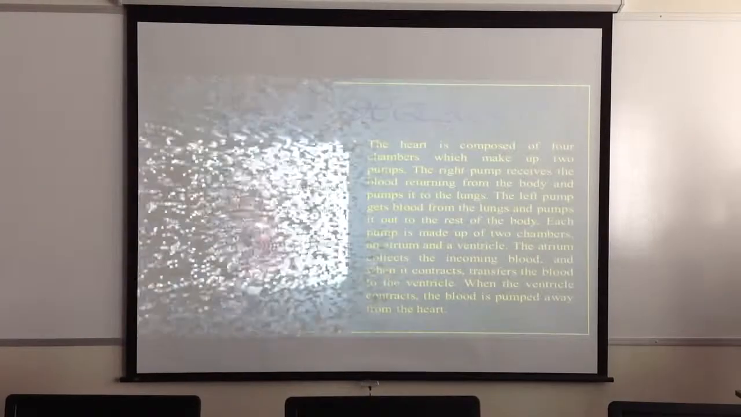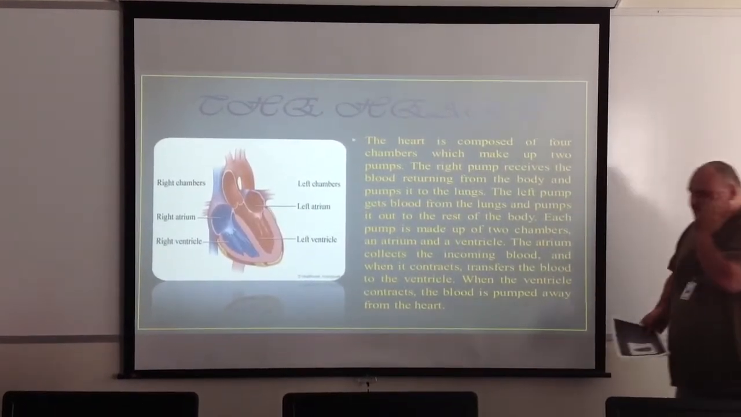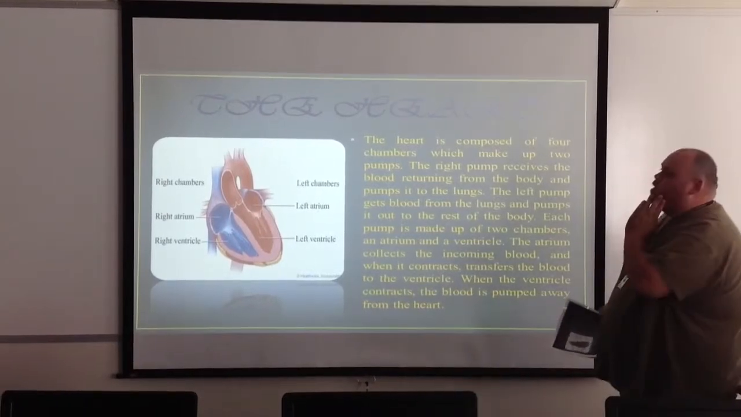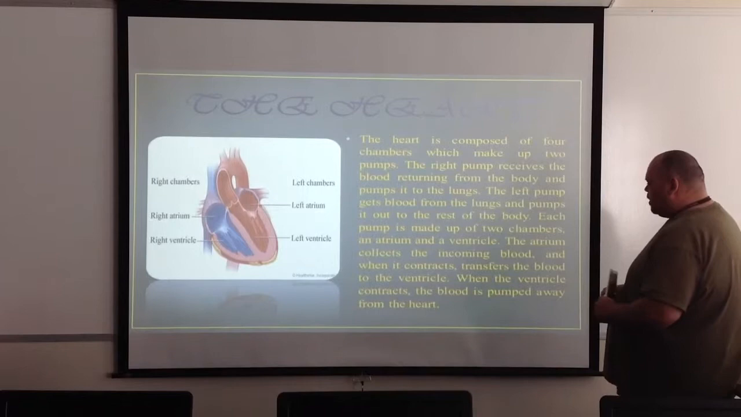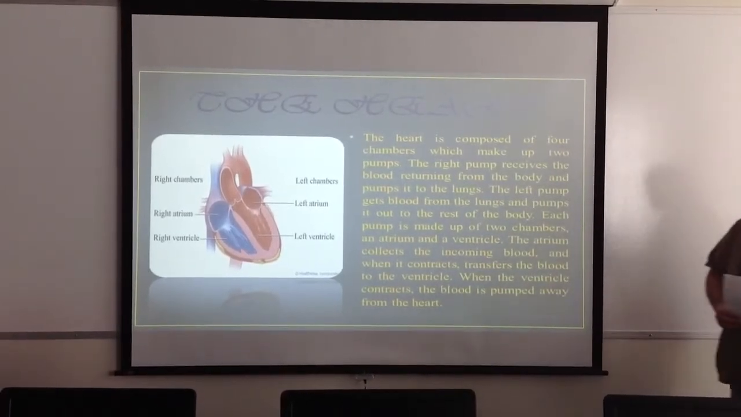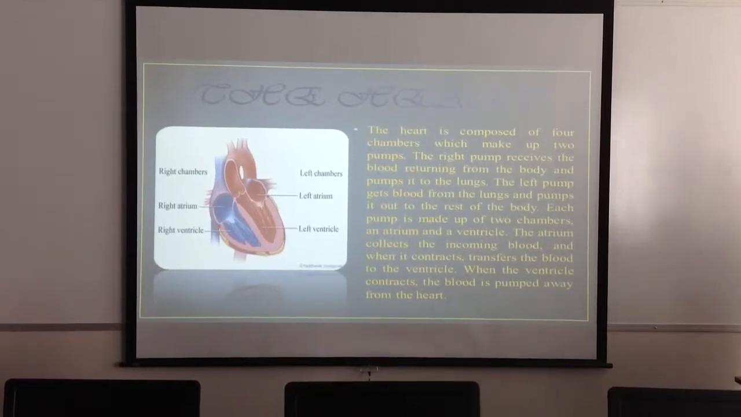The heart is composed of 4 chambers which make up 2 pumps. You have the left atrium, the right atrium, the right ventricle, and the left ventricle. The atrium collects the incoming blood, and when it contracts, transfers the blood to the ventricle. When the ventricle contracts, the blood is pumped away from the heart.